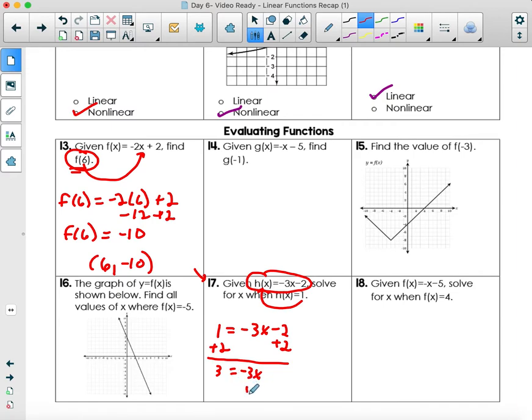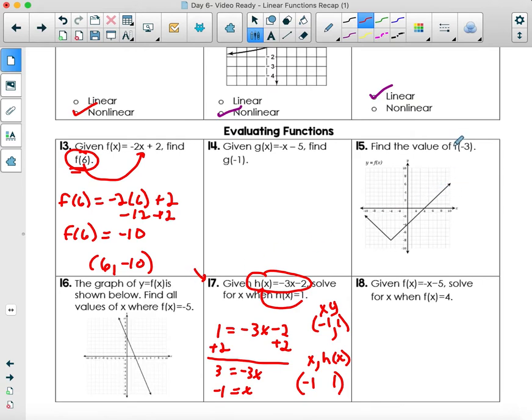And when you divide by -3, you would get x is equal to -1. So when y was 1, x was -1. Okay, so x turned out to be -1 when y was 1. And remember, y is the same as h of x. It's just another fancy way of writing y, writing it as h of x. So when h of x was 1, we solved and got an x value of -1. Just kind of making those two connections together.